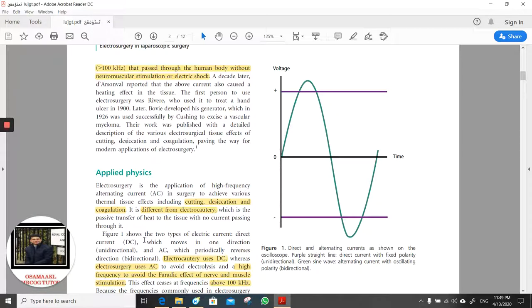And we can adjust the machine to make other combinations. How? To be high voltage and continuous, or low voltage and interrupted. That's why we can make more and more modes of the machine.